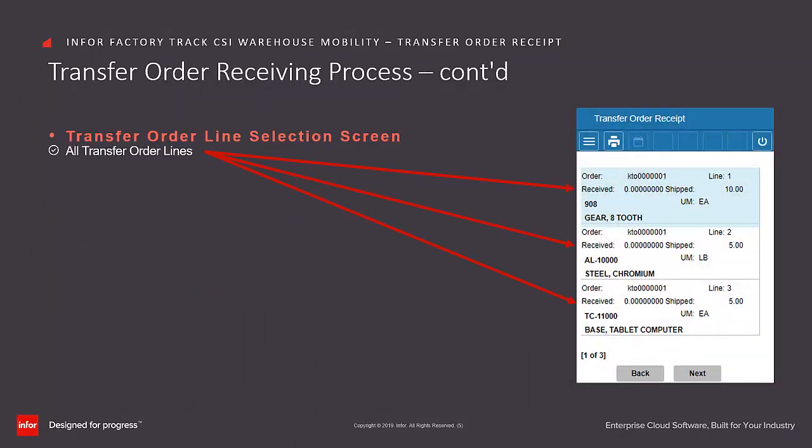The transfer order line selection screen is displayed if no line was entered on the previous screen. This displays details of each line as defined in the specified transfer order. Select or highlight the correct record for the item that is being received and click on Next to continue.